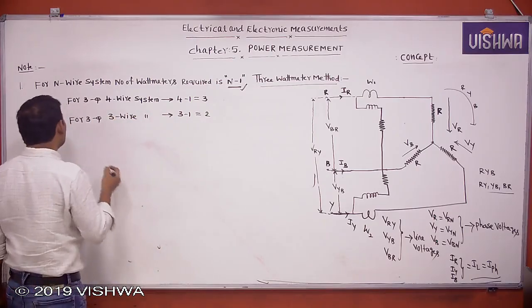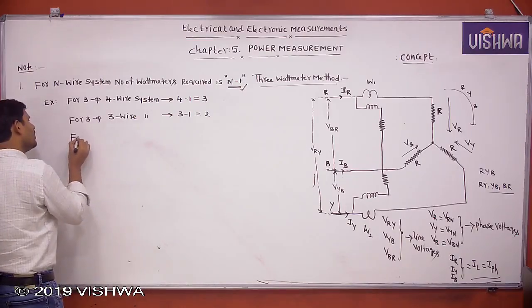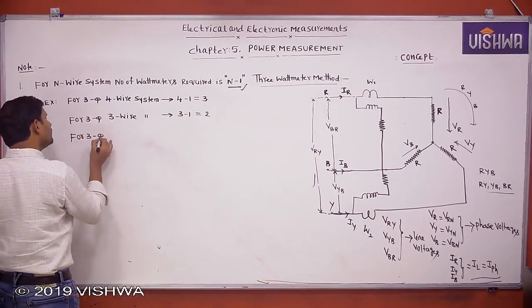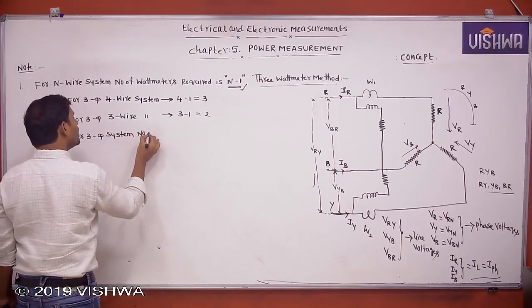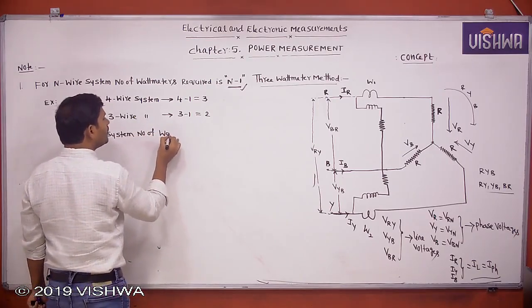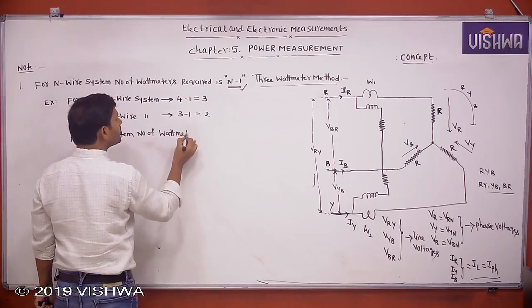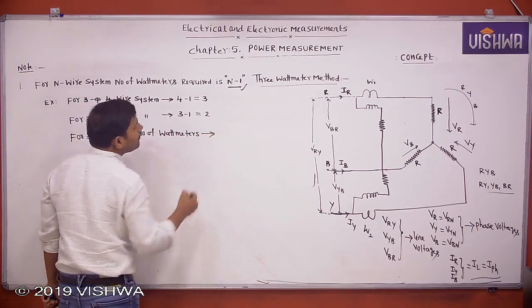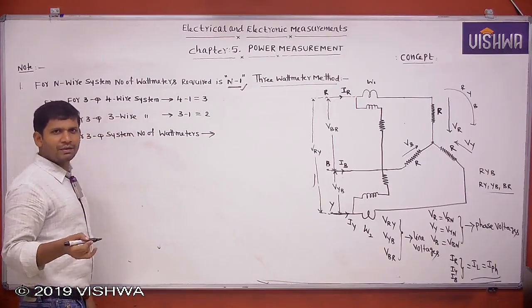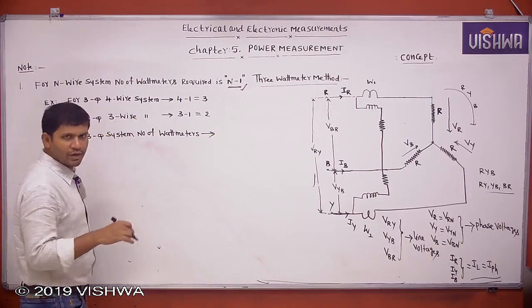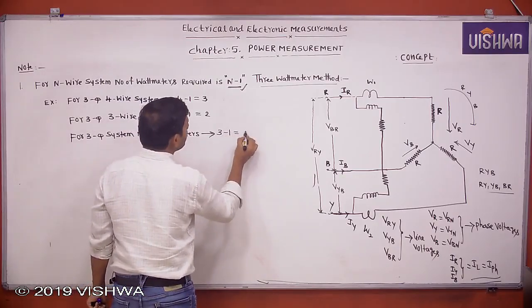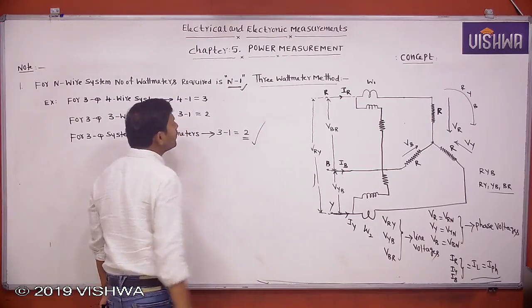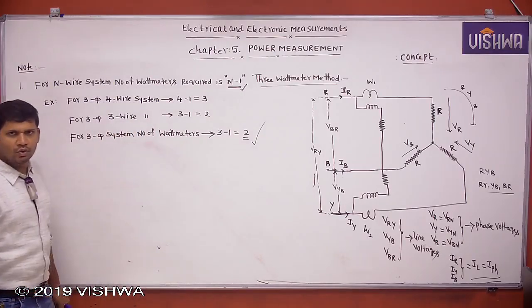But sometimes the wires are not mentioned for a 3-phase system. If it is asked, the number of wattmeters required, and the wires are not mentioned, you take 3-phase 3-wire only. That's why 3 minus 1, directly you can write 2 wattmeters. If the number of phases is also given, you take it like this.